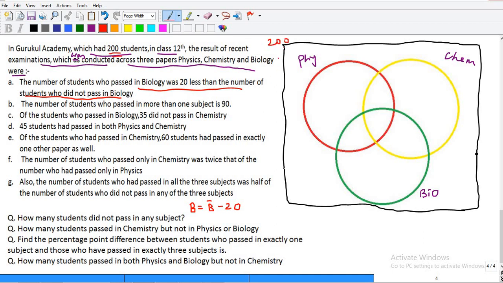So there are 2 scenarios possible. Either the student will pass in bio or he will fail, right? So I can definitely say that B plus B bar is equal to 200. There are only 2 possibilities for any student. Either he will pass in bio or he will fail in bio. So if I substitute this value here, I'll get B bar is equal to 110. That means B is equal to 90. So the number of students who passed in biology is 90.